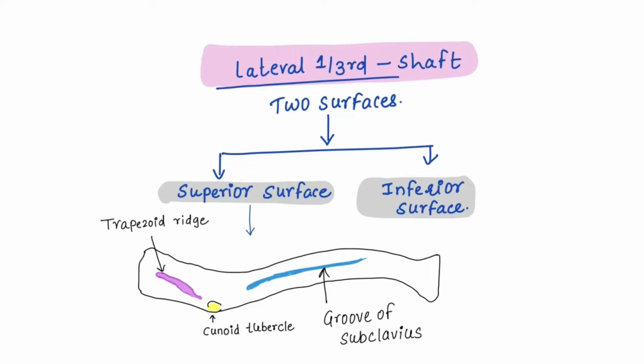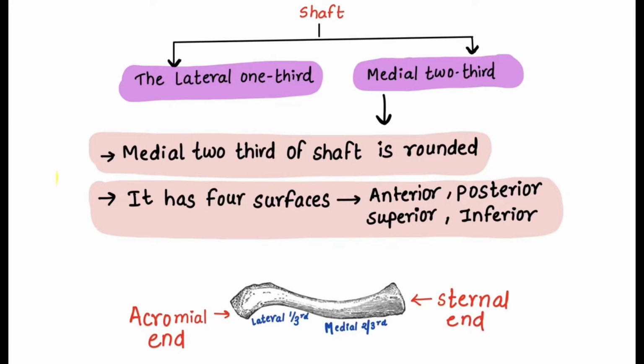I'll repeat again. The lateral 1/3 of the shaft has two surfaces and two borders because it is flattened in shape. The superior surface has the elevated conoid tubercle and the trapezoid ridge. Now we will learn about the medial 2/3 part of the shaft.